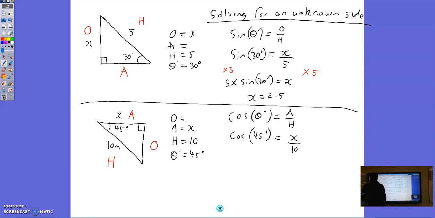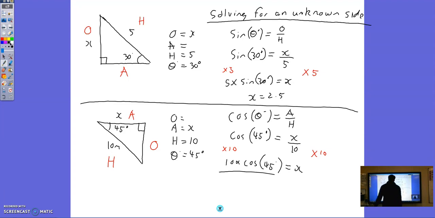Again, you'll see that x is a numerator. There is a denominator I have to remove. In this case, it is 10. So to remove the 10, I'm going to multiply by 10 on both sides. This will leave me with 10 times cos of 45 degrees is equal to x.